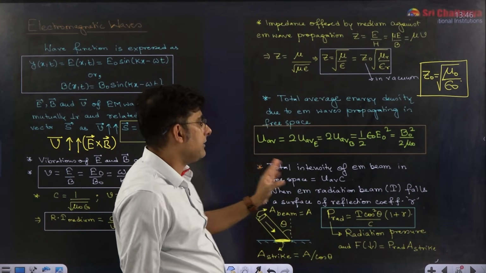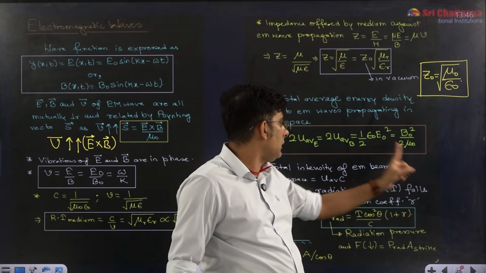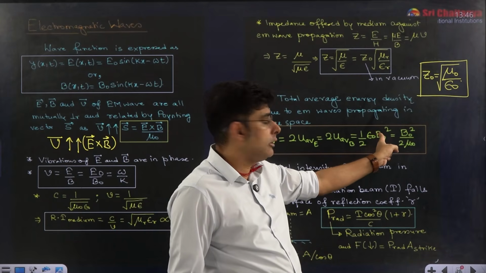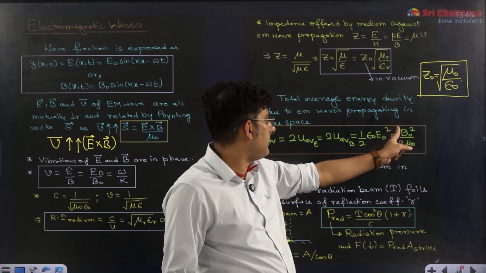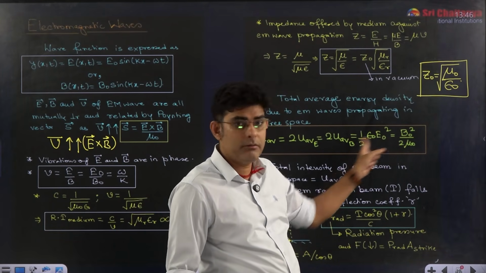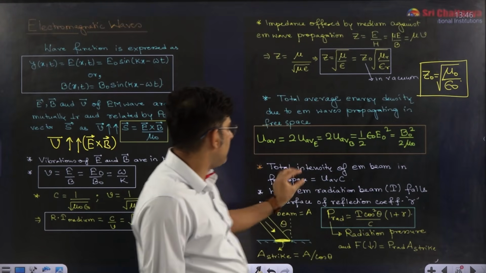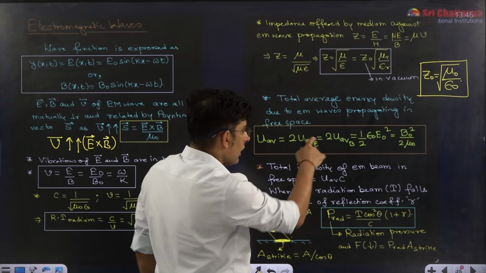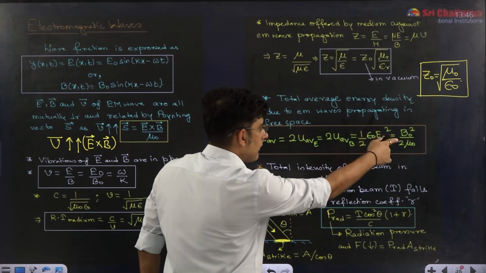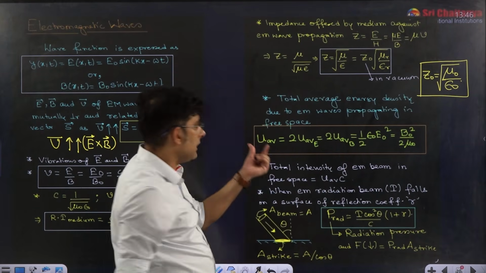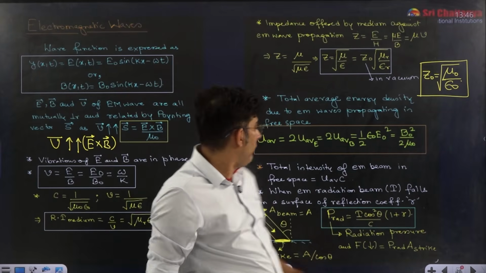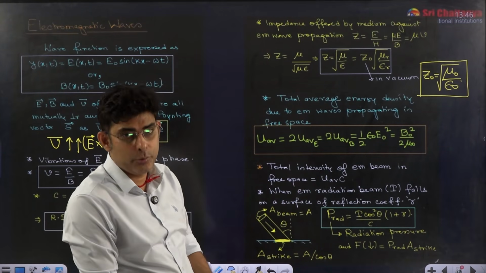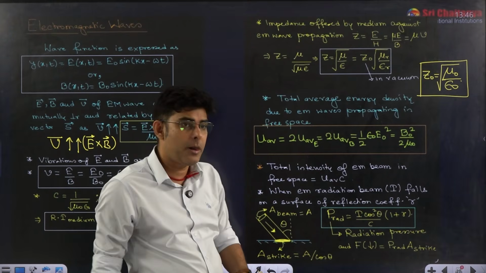So total energy density is equal to B naught square by 2 mu naught and also equal to half epsilon naught E naught square. If you have any doubt, you can replace E naught by B naught into C, and you will see this form will come. Both are equal. If they just ask you the average energy density of the electric field, it will be half of these, or the average energy density of the magnetic field, half of these. Both are equal to each other. Total energy density is written in this form. When you multiply total energy density by the speed of light, you get the total intensity of the beam in free space, U average into C.